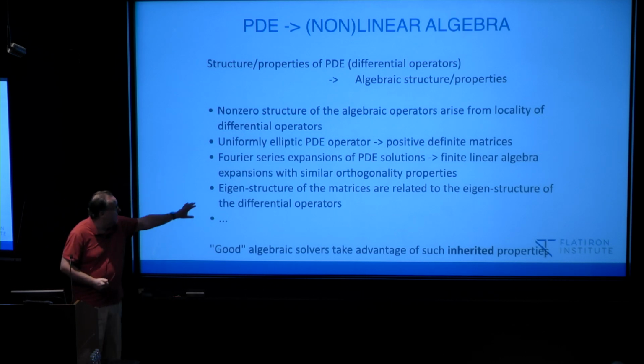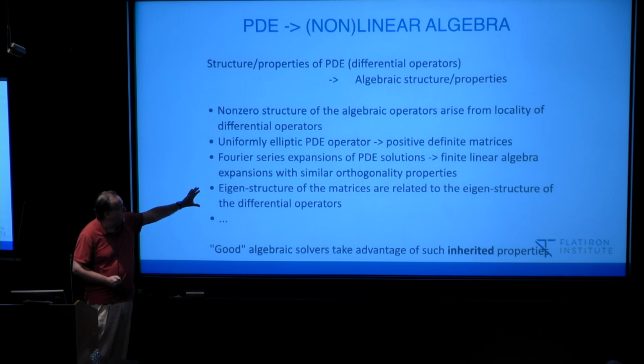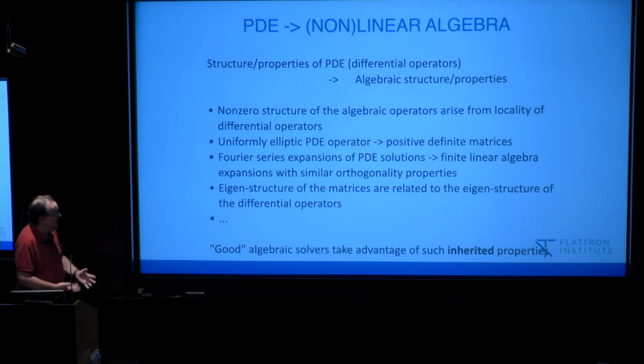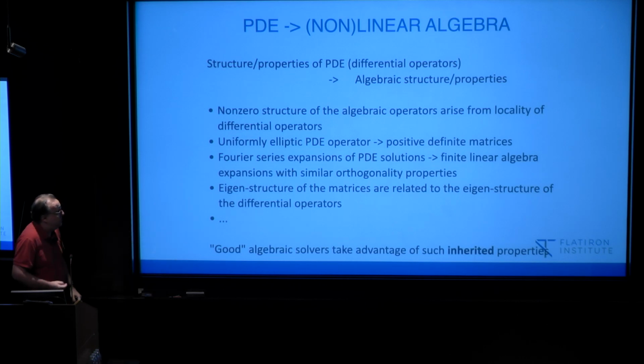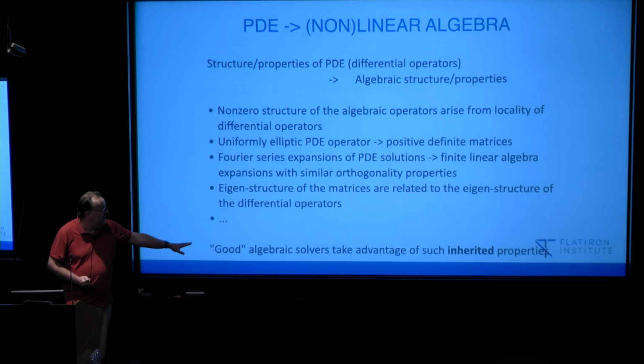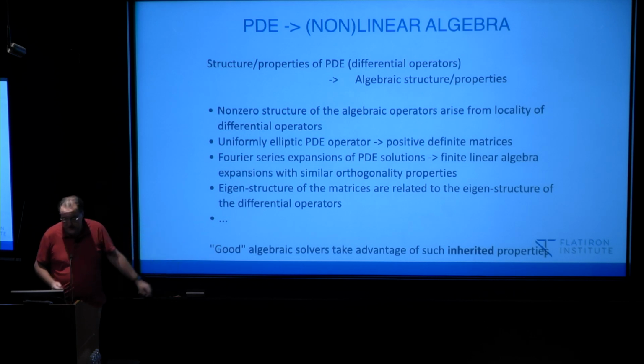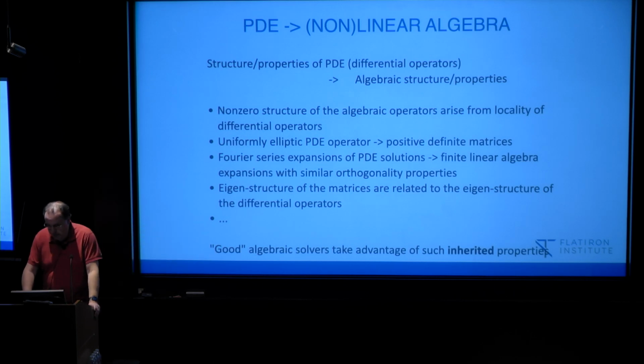More generally, the whole structure of the differential operators impacts the structure of the matrices, sometimes in a clear way, often in an unclear way, and you want to take advantage of that whenever possible. So, for example, this fits into the question of why multigrid works. It doesn't work for a random matrix, but it works because the matrix comes from an underlying PDE where there's structure in the solution space that you take advantage of in linear algebra. So algebraic solvers always take advantage of these inherent properties that they inherit from the PDE.